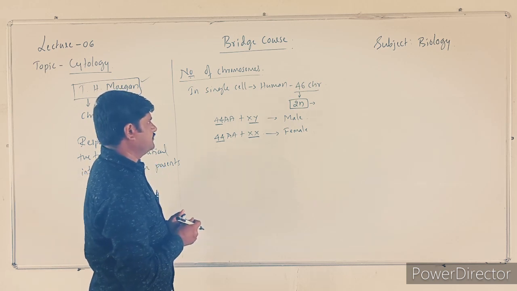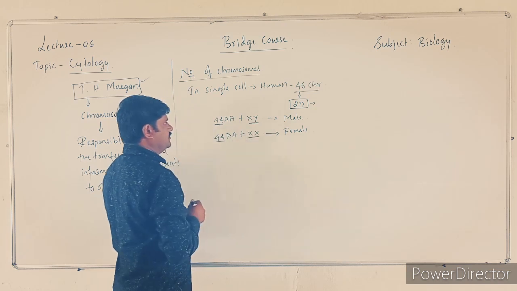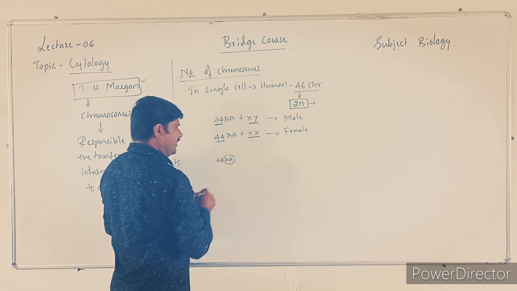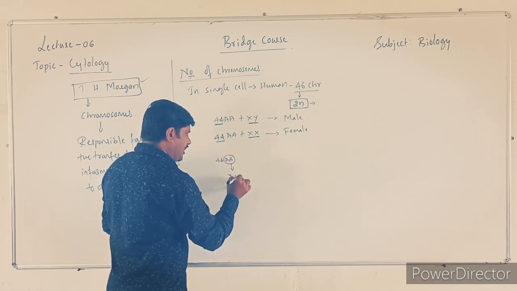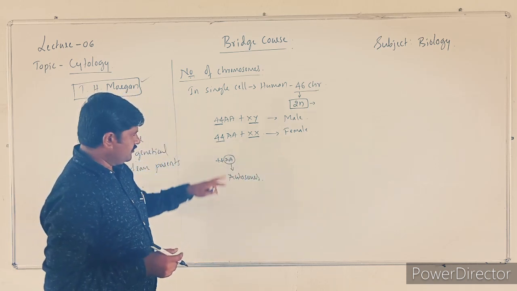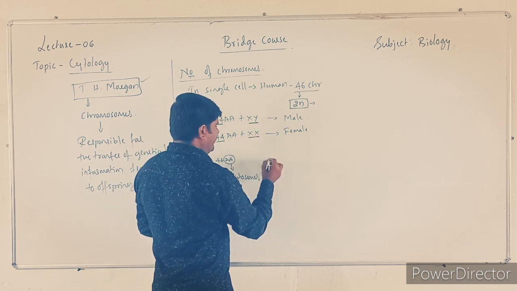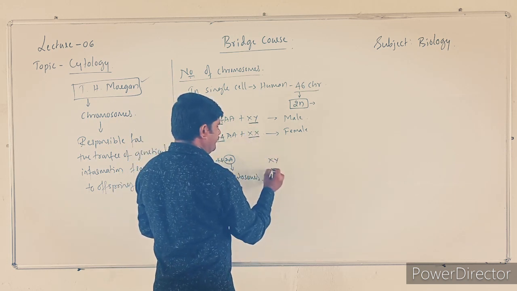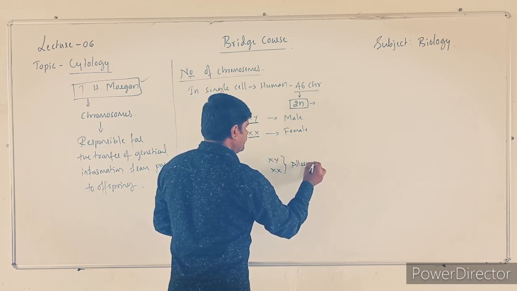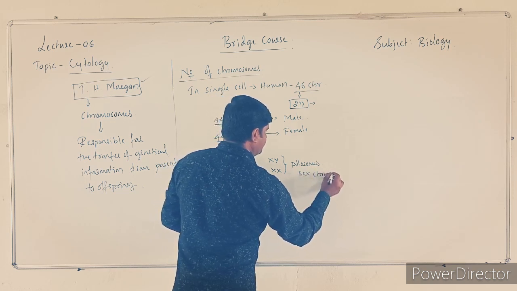Apart from this, there are two types of chromosomes that we come across. In these 44 AA that I have written, A indicates autosomes. These are nothing but autosomes. 44 autosomes are there. And XY and XX, what we indicate here, these two are said to be allosomes, or these are also called sex chromosomes.